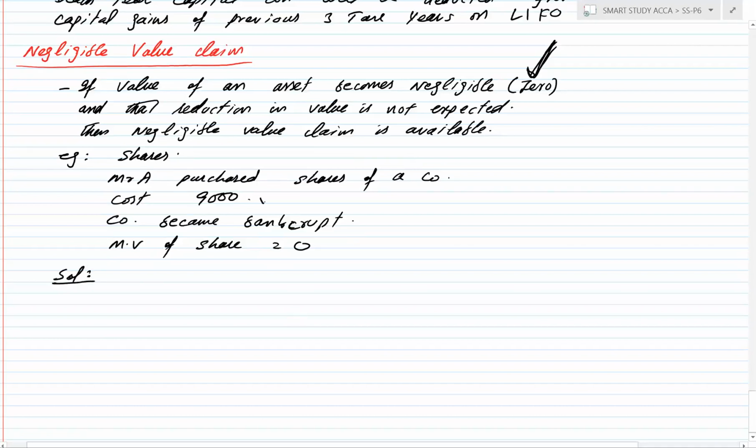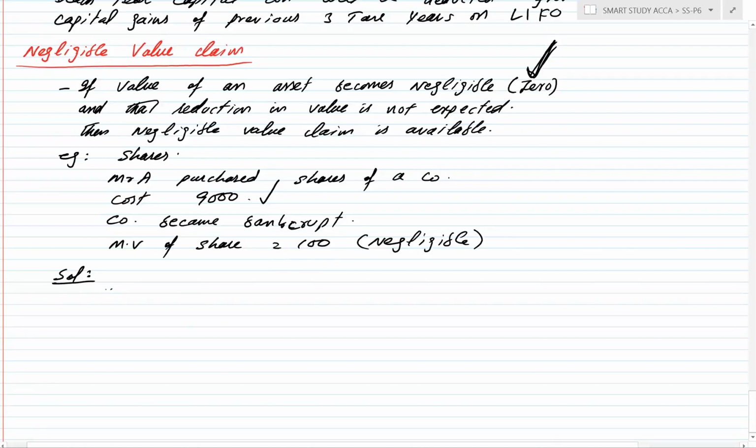So you have purchased the asset for 9,000 pounds. Now the shares are worth zero, or say 100 pounds. And it is mentioned in the question that it is negligible. If there is a minor value for this asset, then it will be mentioned in the exam that it is negligible. But most of the time, the value will be reduced to zero.